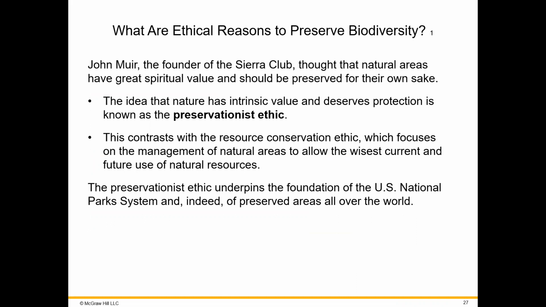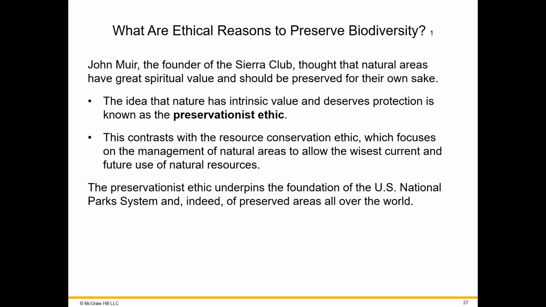John Muir, one of the most famous preservationists of the 19th century and founder of the Sierra Club, thought that natural areas have great spiritual value and should be preserved for their own sake. The idea that nature has intrinsic value and deserves protection is known as preservationist ethic. This contrasts with the resource conservation ethic, which focuses on the management of natural areas to allow the wisest use in current and future use of natural resources.